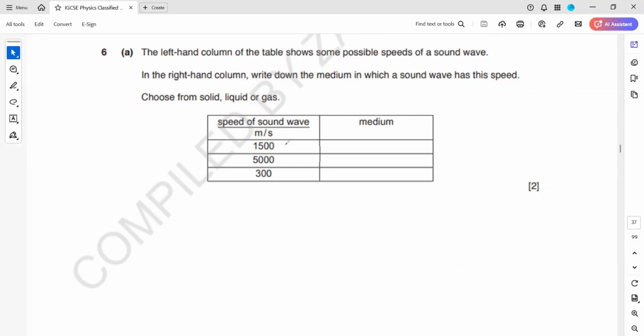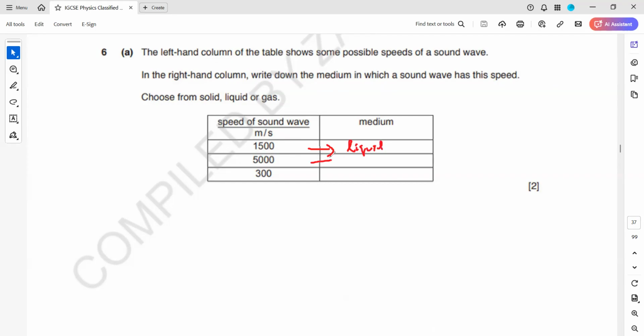What could be the medium of 1500? Solid, liquid, or a gas? Sound travels fastest in solid and slowest in gas. So it is in between. So what should it be? This should be liquid.